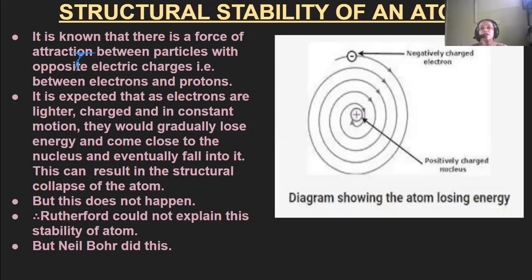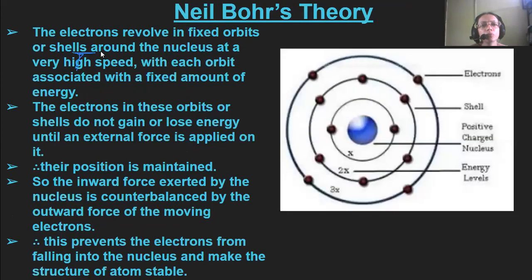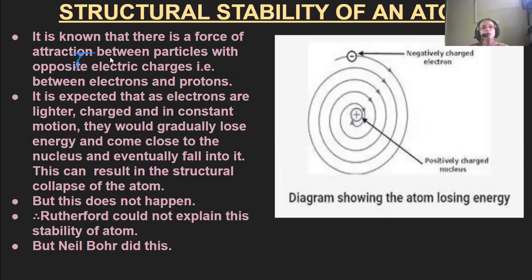Next is structural stability of the atom. Now, it is known that there is a force of attraction between particles with opposite electric charges. We know there are opposite charges present in the atom, and there is an attraction between electrons and protons. It is expected that as electrons are lighter, charged and in constant motion, they would gradually lose energy.